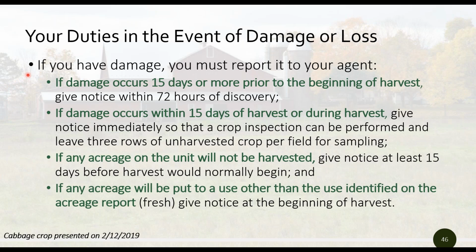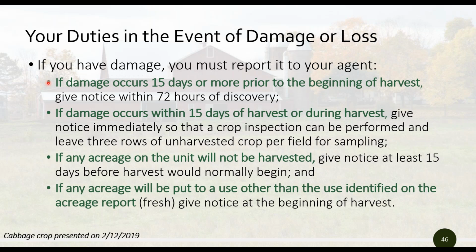Your duties in the event of damage or loss. So if you do have damage, you have to report it to your agent. There are 4 categories here that I just want to go over first. So if damage occurs 15 days or more prior to the beginning of harvest, you have to give notice to your agent within 72 hours of discovery. If damage occurs within 15 days of harvest or during harvest, you need to give notice immediately so that a crop inspection can be performed, and leave 3 rows of unharvested crop per field for sampling.